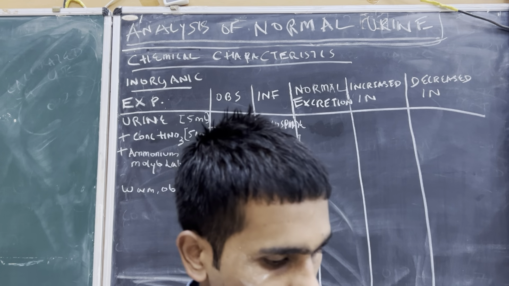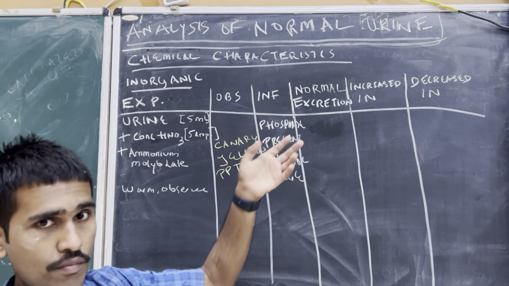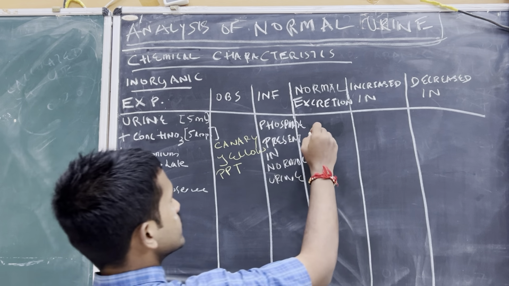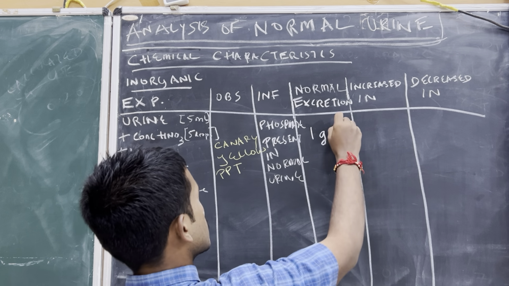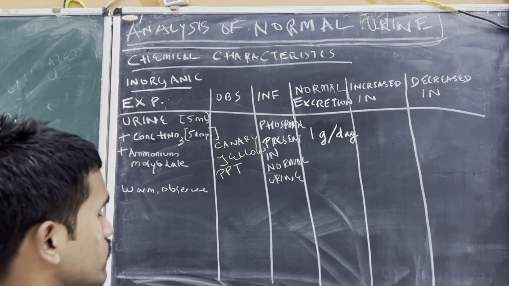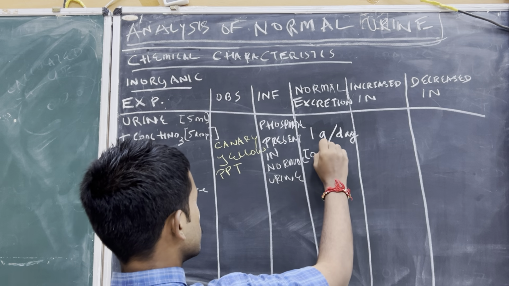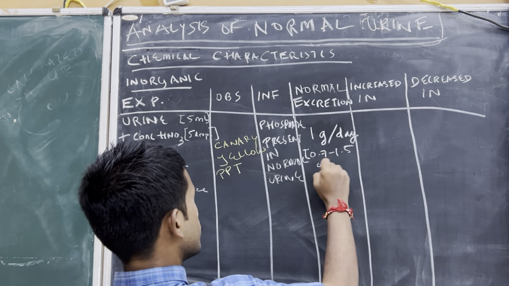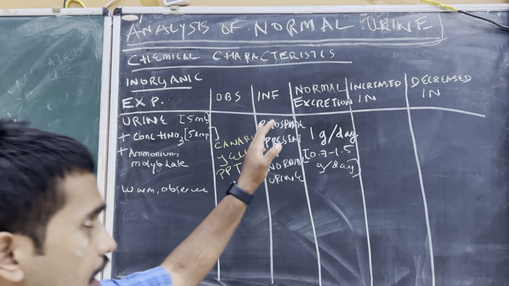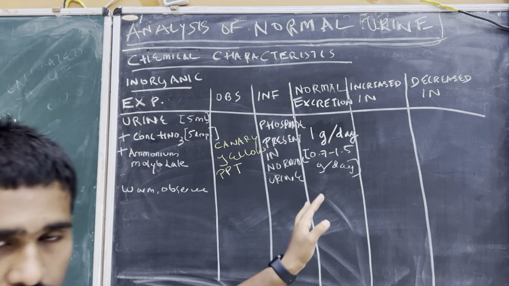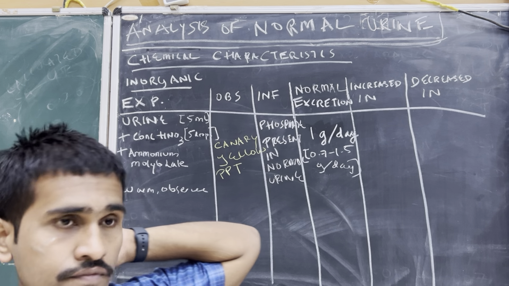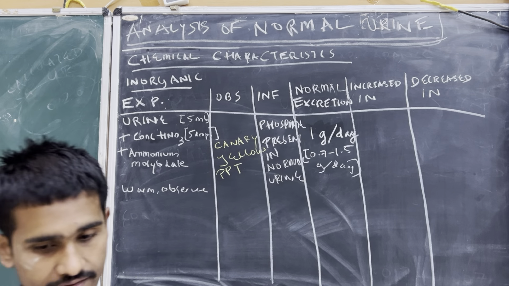So talking of the normal range of excretion, means how much phosphate is excreted in the urine per day. It's approximately 1 gram per day. And if they ask for a range, then you might give it as 0.7 to 1.5 gram per day. This is the normal excretion of the phosphate in the urine. And now which conditions it is increased, which conditions it is decreased. This is a very, very frequently asked thing in the exam Viva.